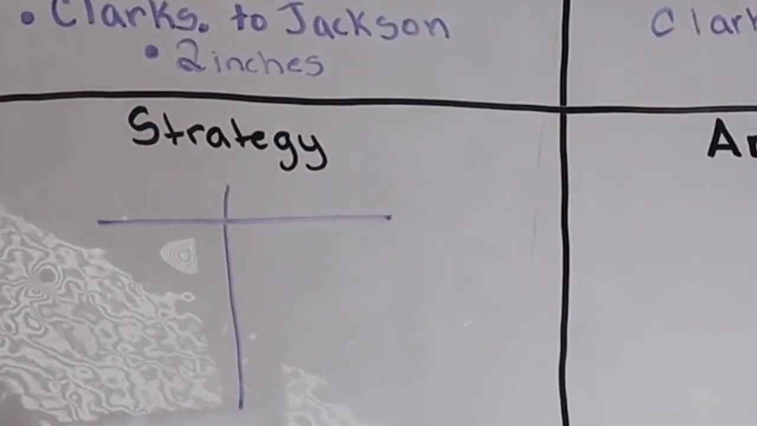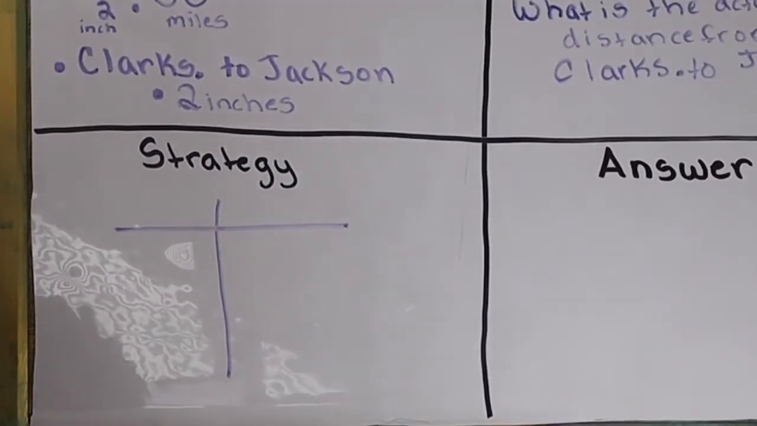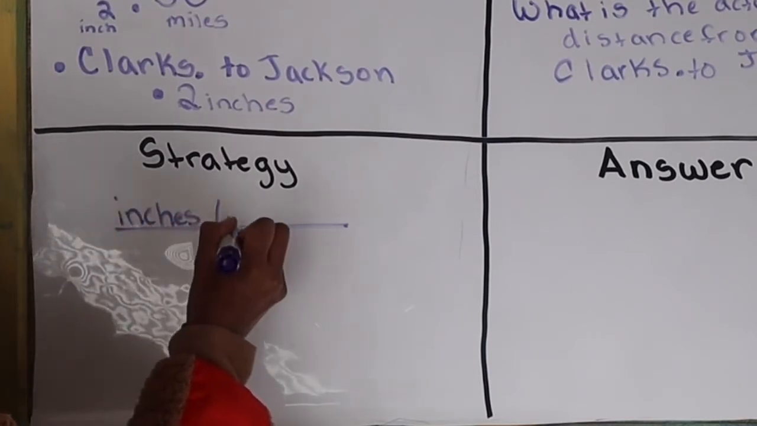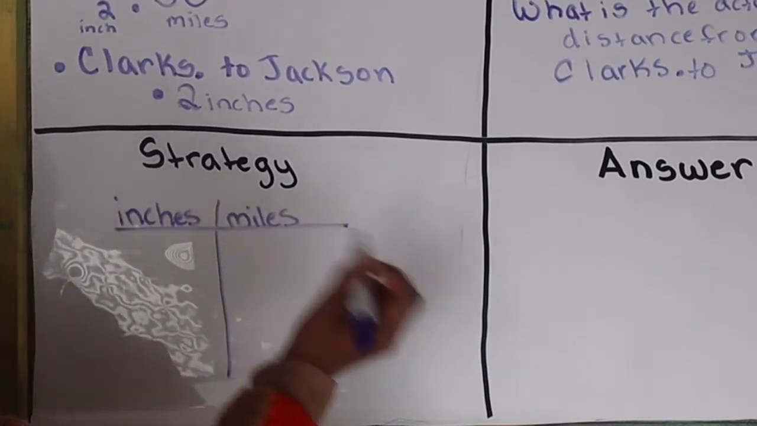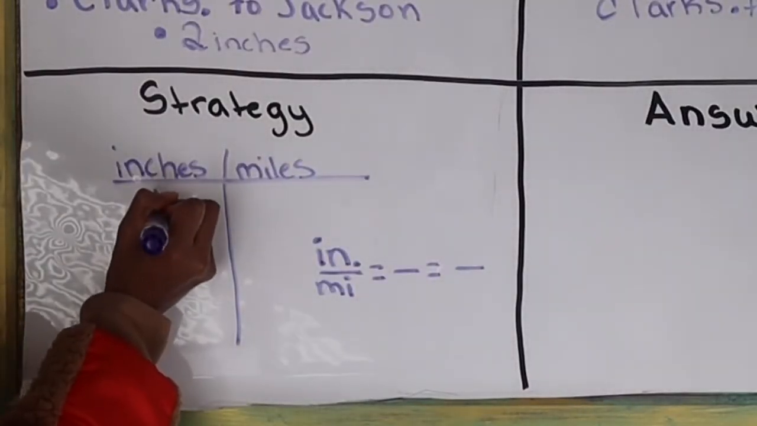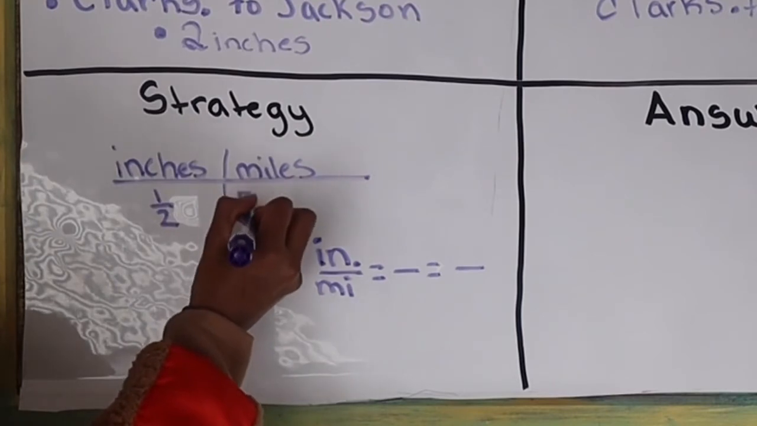There are two ways to solve this problem. We could set it up as a fraction or we could use a ratio table. Today we're going to do both. So we know we are comparing two things, and the two things that we are comparing are inches and miles. Alright, so I know that 1/2 inch is equivalent to 50 miles.